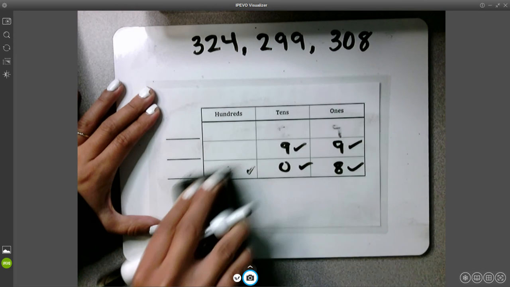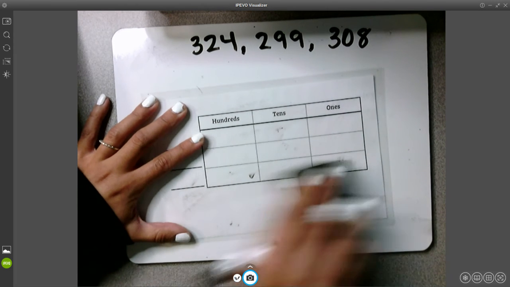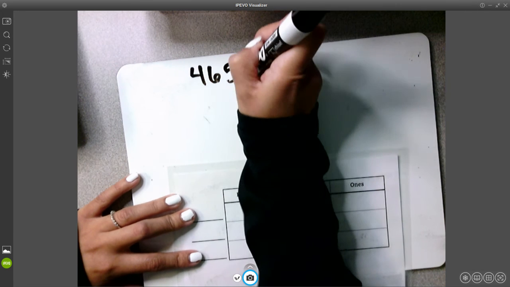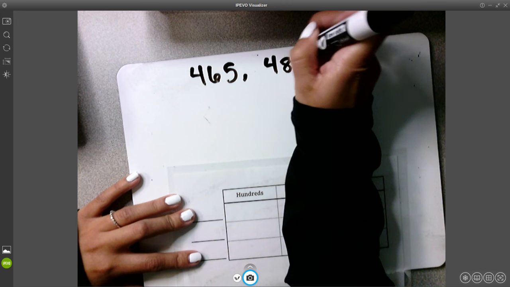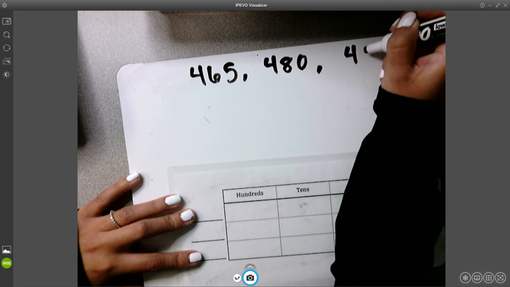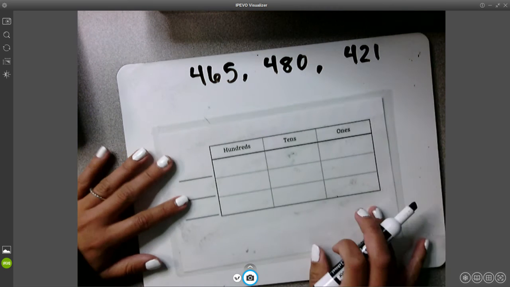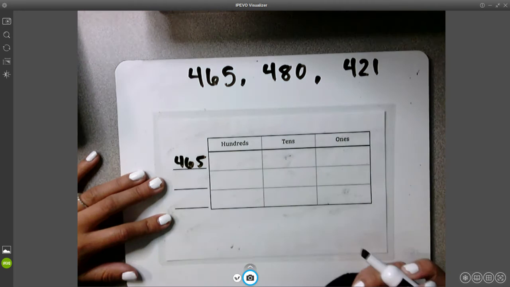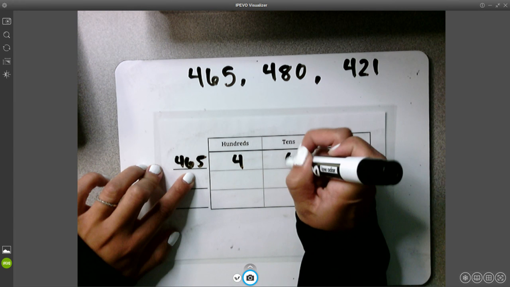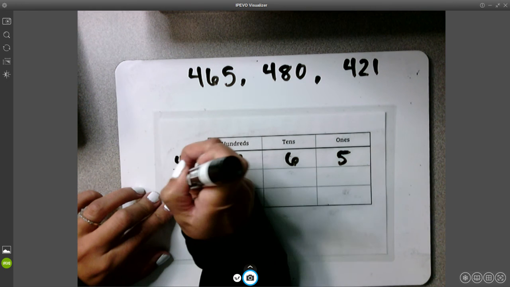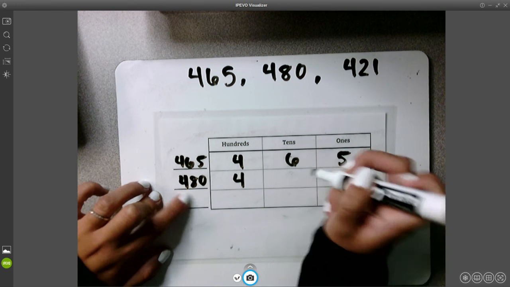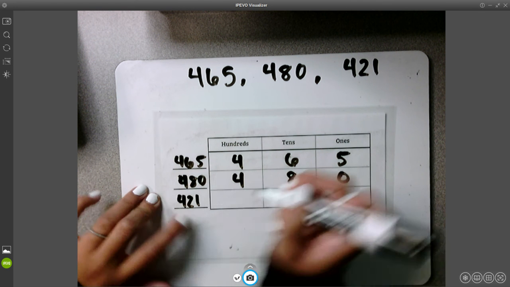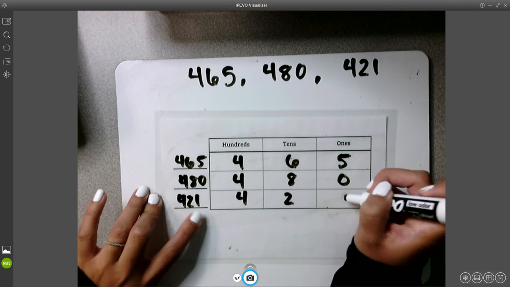All right, we're going to do one last one. We have 465, 480, and 421. So 465, I have a 4 in my hundreds, a 6 in my tens, and a 5 in my ones. Now 480, I have a 4 in my hundreds, an 8 in my tens, and a 0 in my ones. And 421, I have a 4 in my hundreds, a 2 in my tens, and a 1 in my ones.